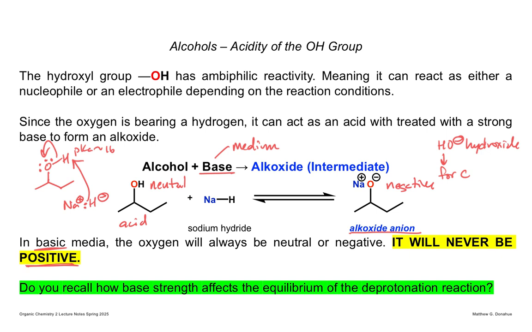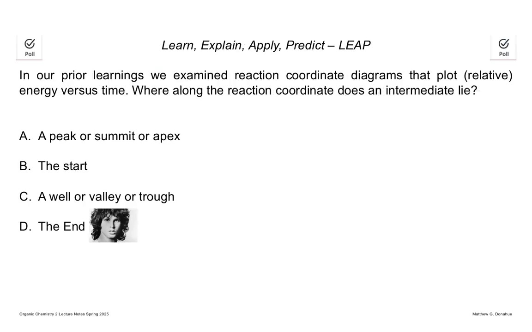The question in green there, how does base strength affect equilibrium? Remember, the equilibrium always lies to the weaker acid-base pair. So when you're choosing a base, is the difference between the pKa's great enough that you can shift it to one side? So to tie all this together, you're forming these intermediates, oxonium or alkoxide.